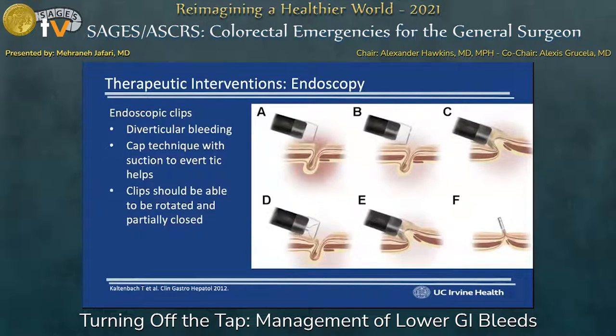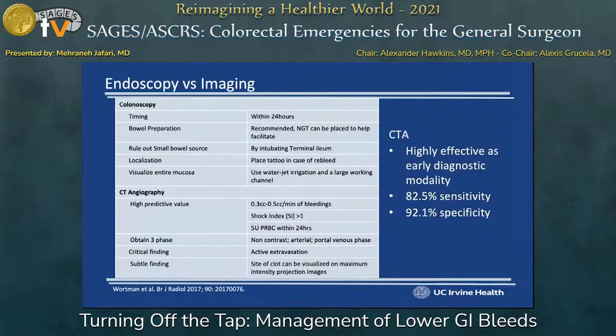Little tidbit when we're dealing with diverticular bleeds, mainly because this is the most common cause of bleeding for lower GI bleeds. A cap technique really helps to evert the diverticulum, and then you can use a rotating clip to clip that area, and you get the blood vessels and the bleeding can stop. It can be very satisfying.